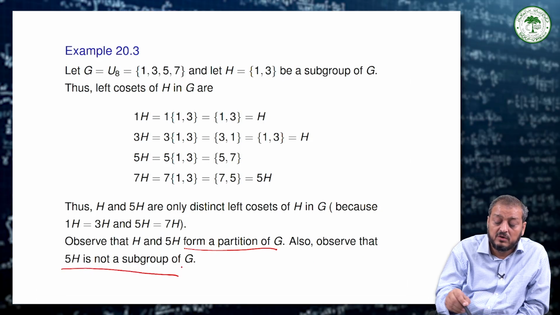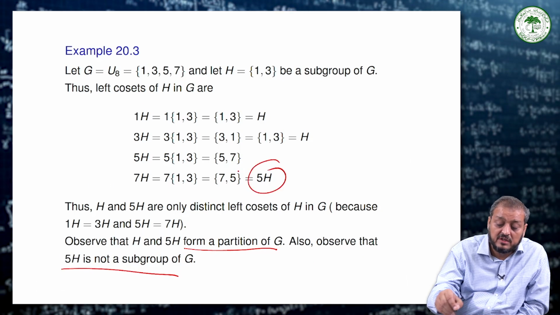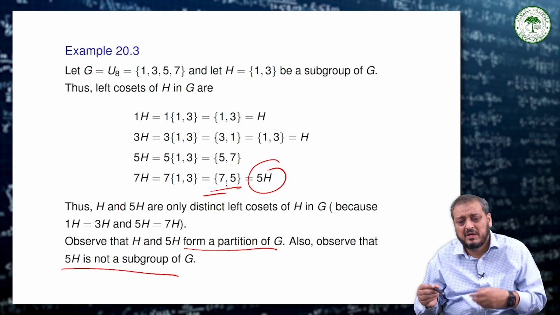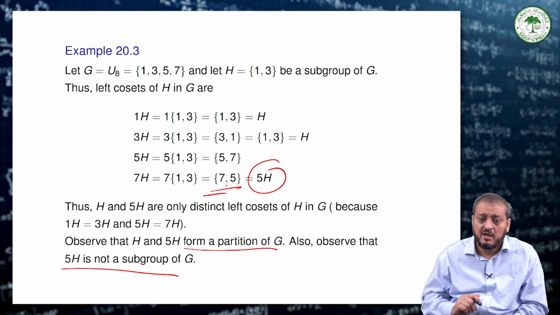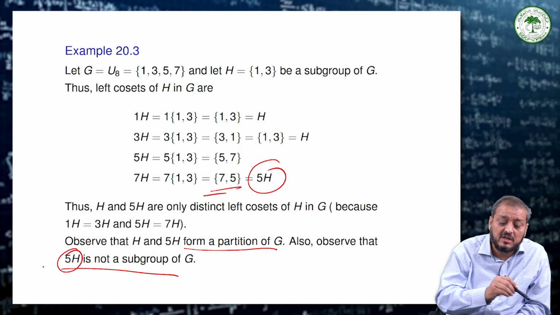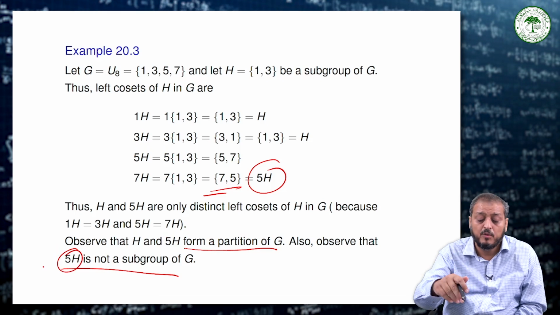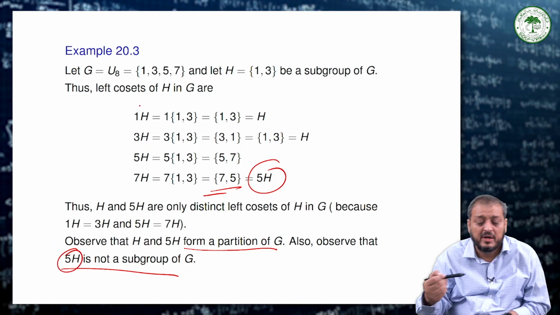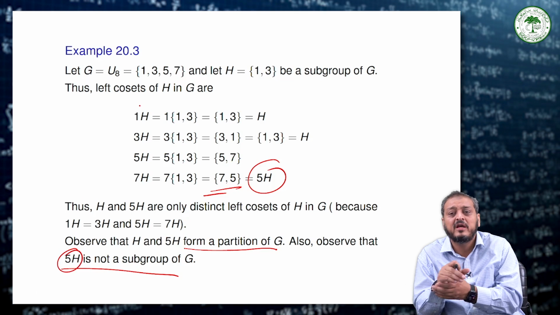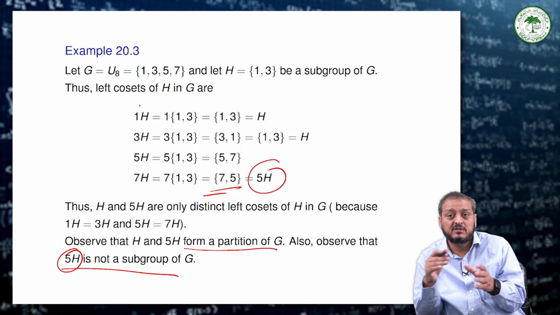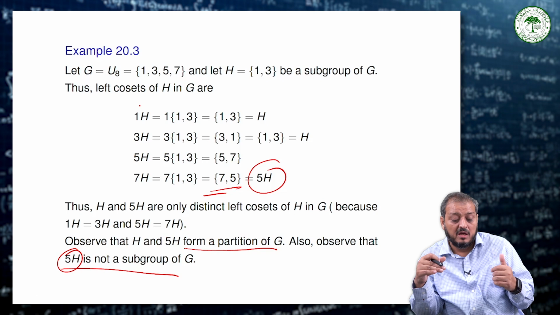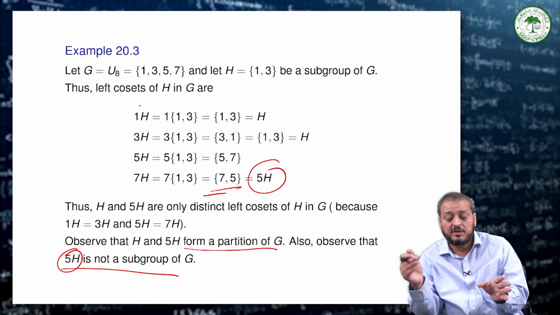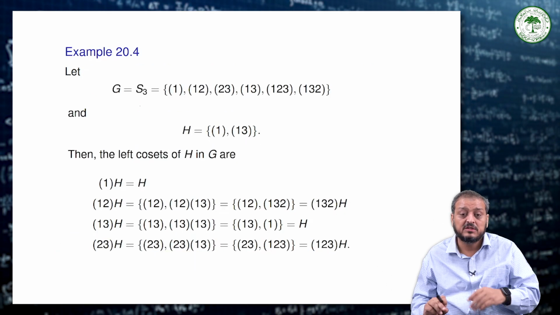Now observe that H and 5H form a partition of G, and also observe that 5H is not a subgroup, because the identity element is not there. So 5H is clearly not a subgroup of G, but H is already a subgroup. So these cosets again form a partition of G.